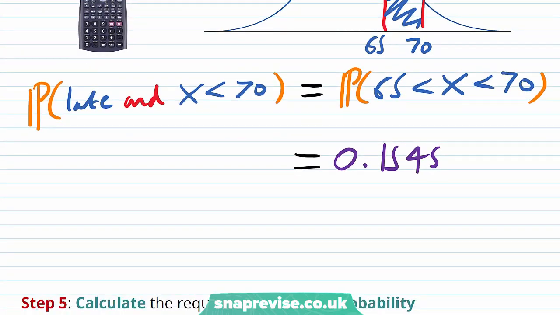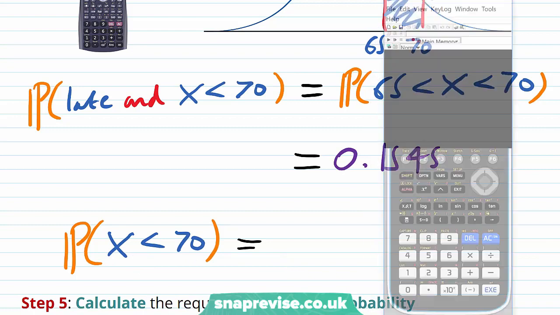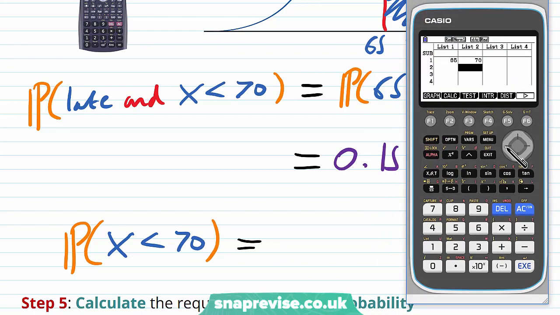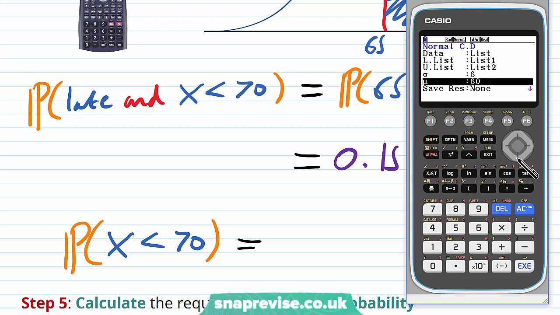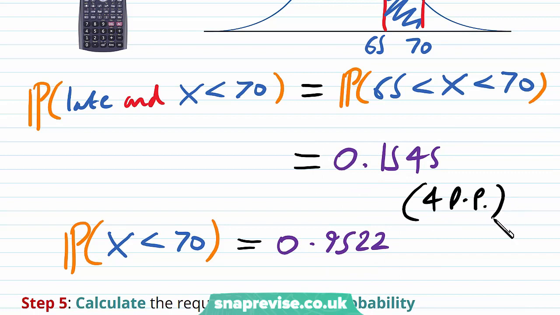Similarly, we need to calculate the probability that X is less than 70 in general. This requires slightly more work on the calculator. We now have our lower endpoint as essentially minus infinity, so we have minus 10 to the power of 99. Again, distribution, normal, NCD, all the values are still correct, and so we get 0.9522. Both of these values are to 4 decimal places.